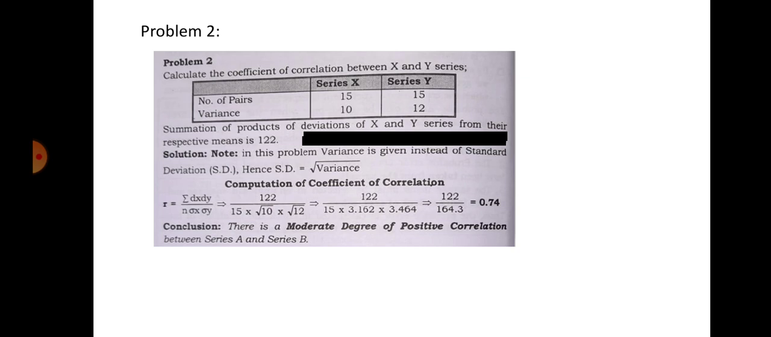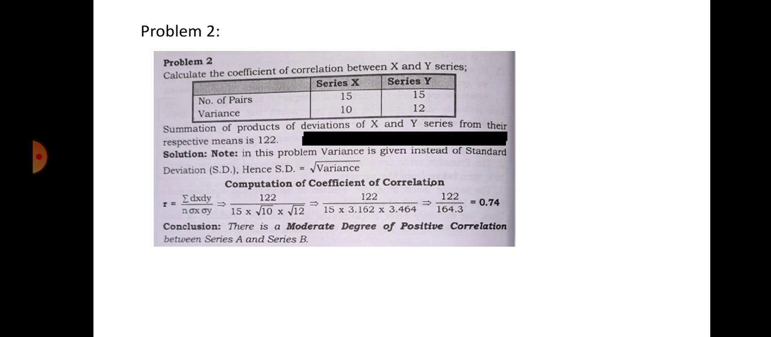Similarly, the number of pairs of values in the y series is also 15. Variance is given. Variance is the square of the standard deviation. Now 10 is here for the x series, and sigma y square, the variance for the y series, is 12. The summation of the product of deviations of the x and y series from their respective means is 122.